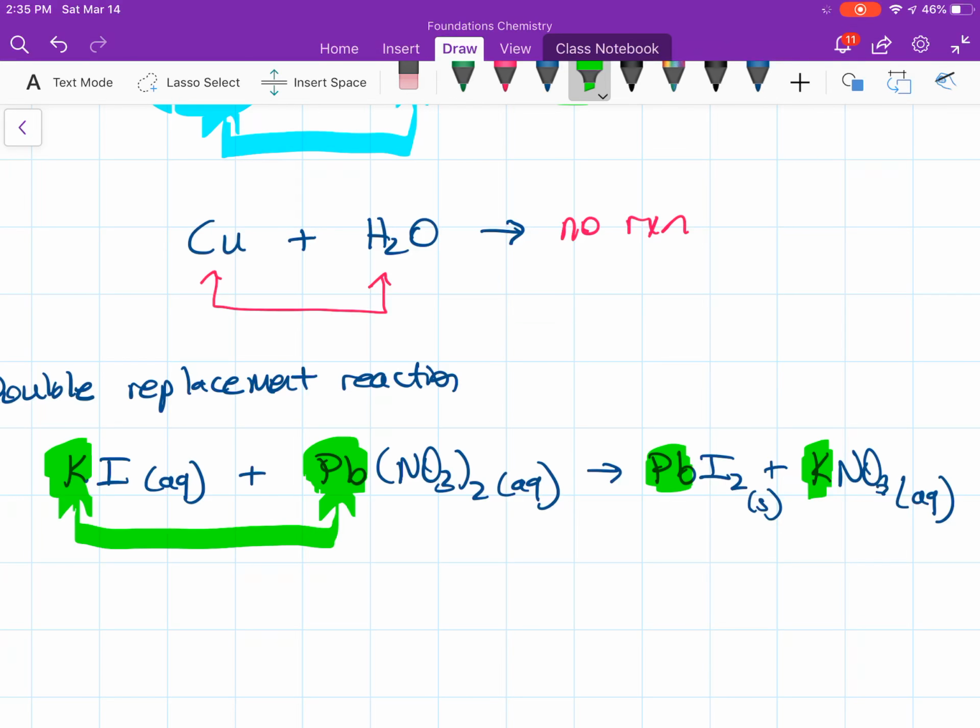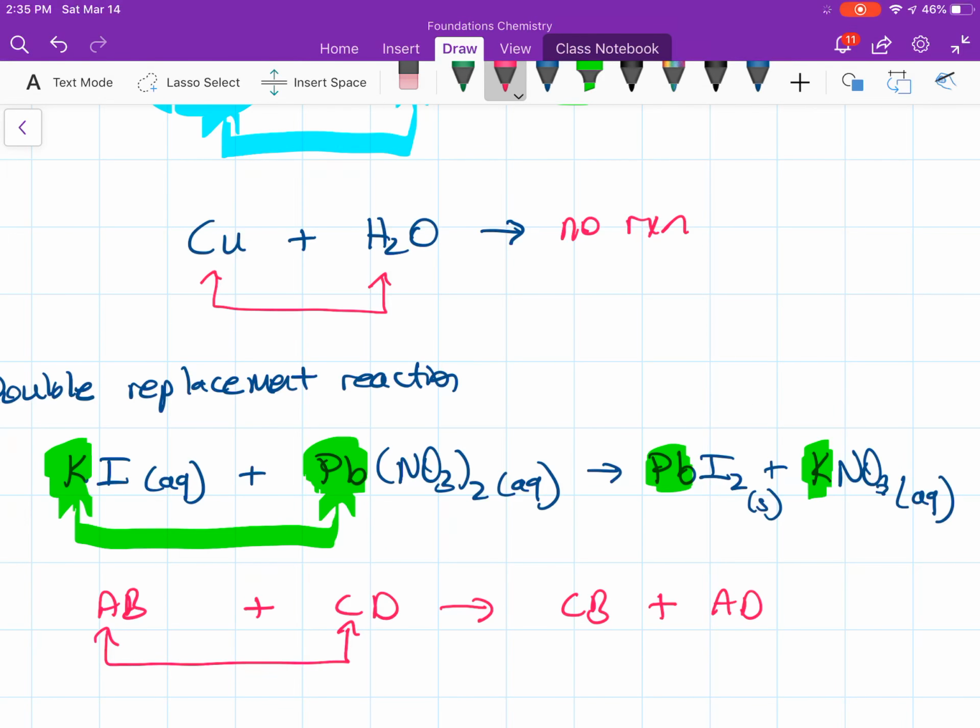Okay, so how do we know if this scenario is going to happen? Well, first of all, let's do this in letters. AB plus BC. Now, who's trading places? A and B are. So now, whoa, I messed up. Let's do this again. AB plus CD. Now these two are going to trade places, makes CB plus AD. That's a double replacement reaction.